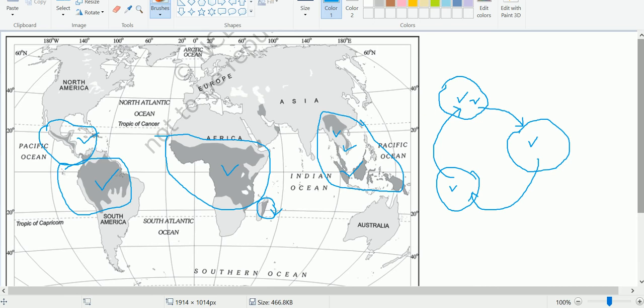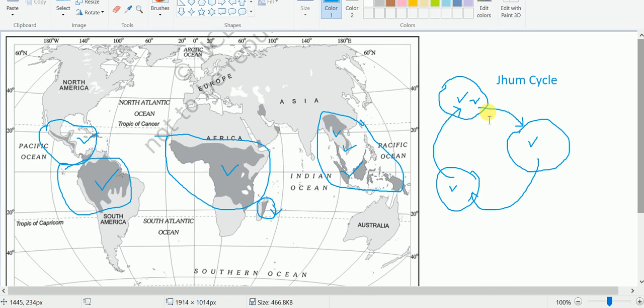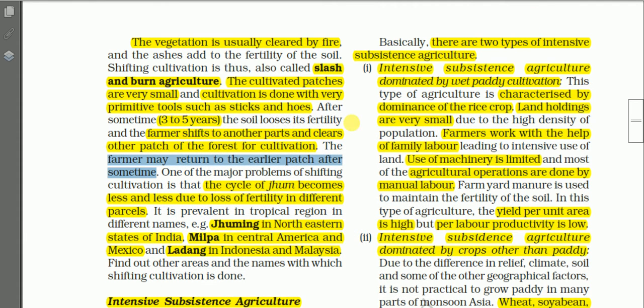Okay, this is what we call jhum cycle. So this process is known as jhum cycle. Okay, so the jhum cycle may take 3 to 5 years to return. So this is the first piece of land we selected. Then after that we shifted to this piece of land. Then again we shifted to here. Then again we move back to the first piece of land we selected. So this is known as jhum cycle. So the jhum cycle may differ from 3 to 5 years.